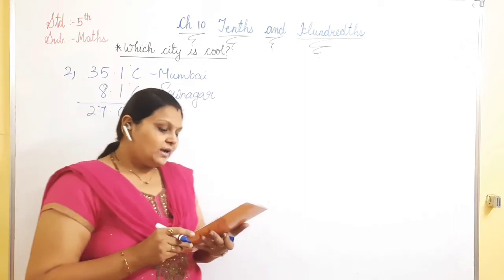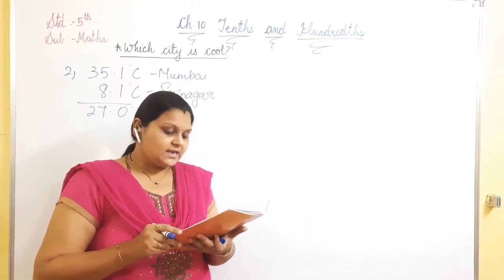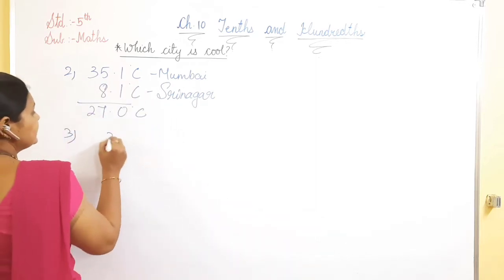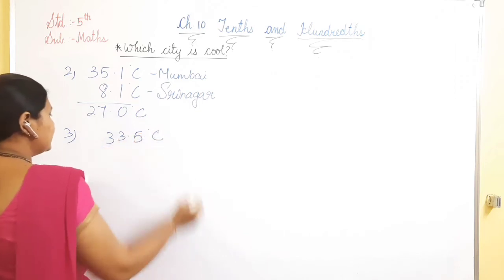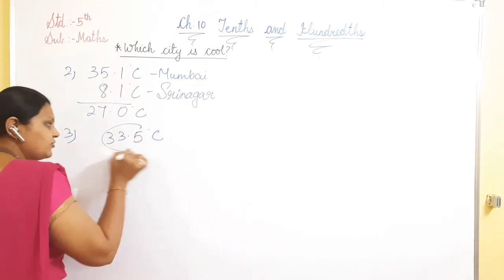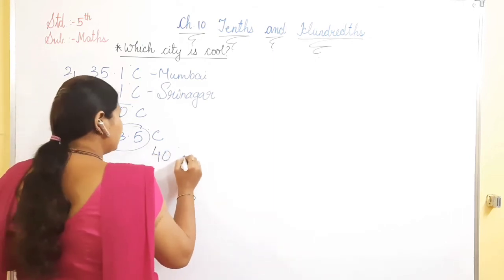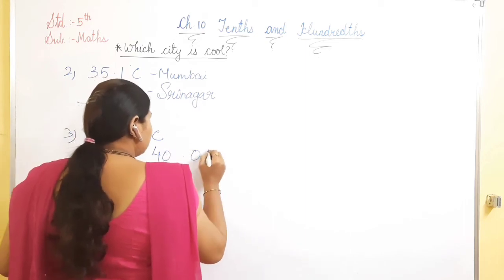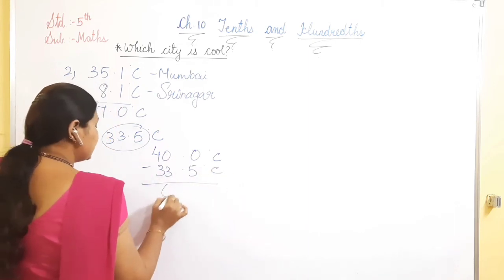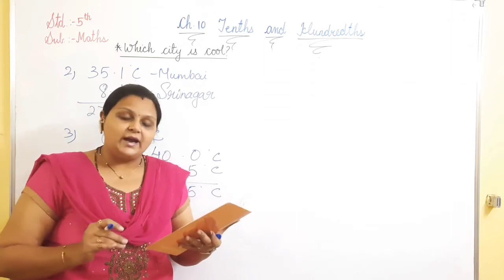Next question, how many degrees will the temperature need to rise for it to reach 40 degrees Celsius in Thiruvananthapuram? Now temperature at 3 p.m. is 33.5 degree Celsius. Now rising temperature to reach 40 degree. Just now it is 33. We have to reach 40 degree. So we can write 40 degrees Celsius subtract 33.5 degree Celsius. It is 6.5 degree Celsius. So 6.5 temperature needed to reach 40 degree.